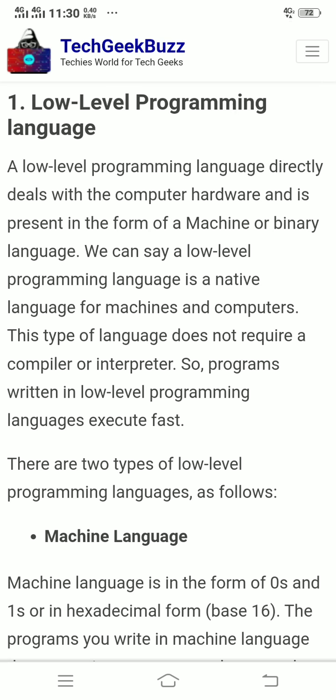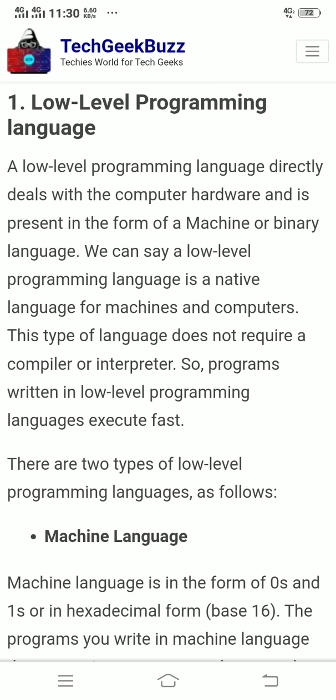A low level programming language deals directly with the computer's hardware and is close to machine or binary language. We can say a low level programming language is a native language for machines and computers. This type of language does not require a compiler or interpreter. So programs written in a low level language execute fast.